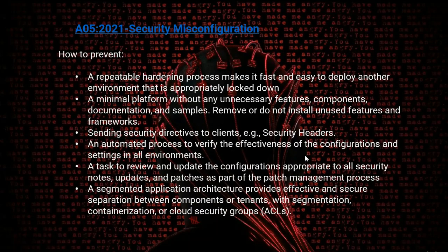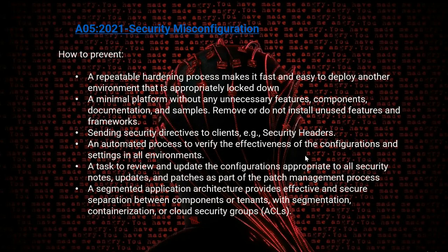So how do we prevent it? If you look at the prevention techniques, a repeatable hardening process makes it fast and easy to deploy another environment that is appropriately locked down. Use a minimal platform without any unnecessary features, components, documentation, and samples. Remove or do not install unused features and frameworks, and send security directives to clients, for example security headers. Use an automated process to verify the effectiveness of the configurations and settings in all environments.